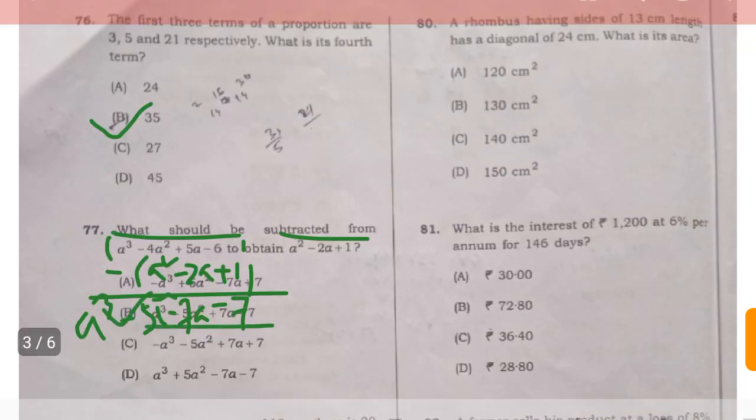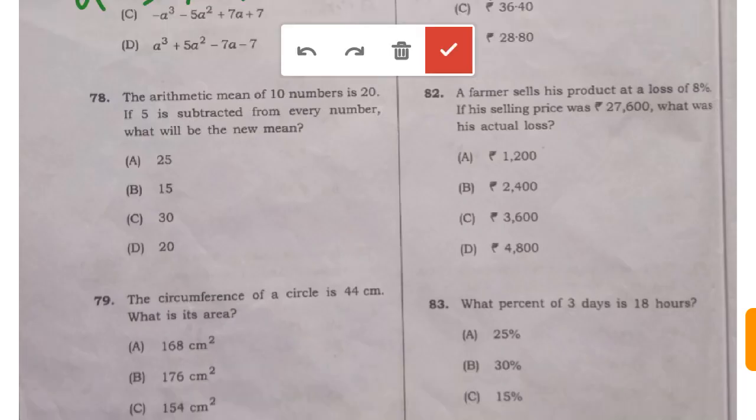Okay, let's come to the next question. The arithmetic mean of 10 numbers is equal to 20. If 5 is subtracted from every number, what will be the new mean? Here the mean of 10 numbers is equal to 20. It is given. So the sum of the 10 numbers will be 10 into 20, that means 200.